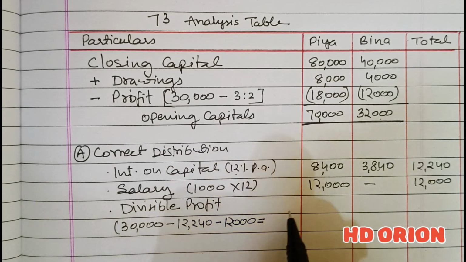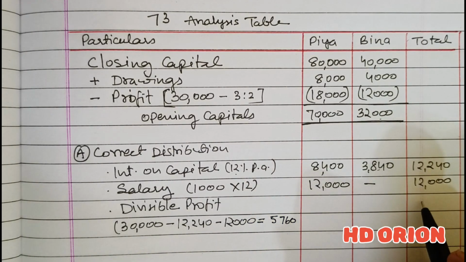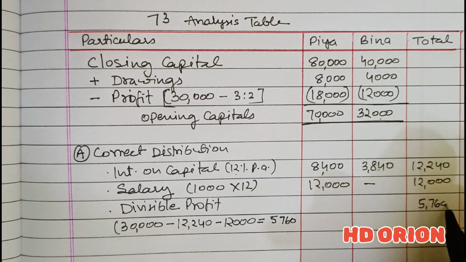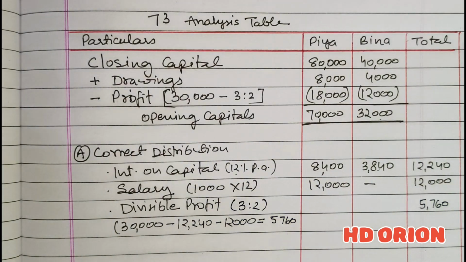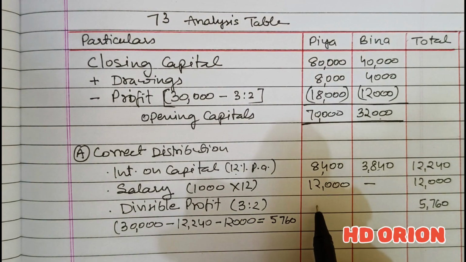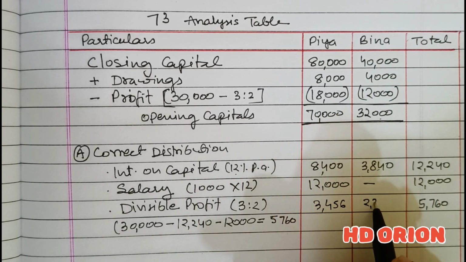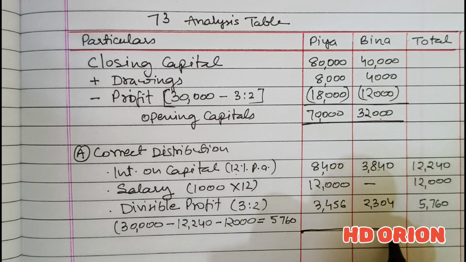It is rupees 5,760. So this 5,760 is to be given to the partners in the ratio 3:2 as given in the question. So when you break this amount, it is 3,456 to the partner Pia and rupees 2,304 to partner Bina.